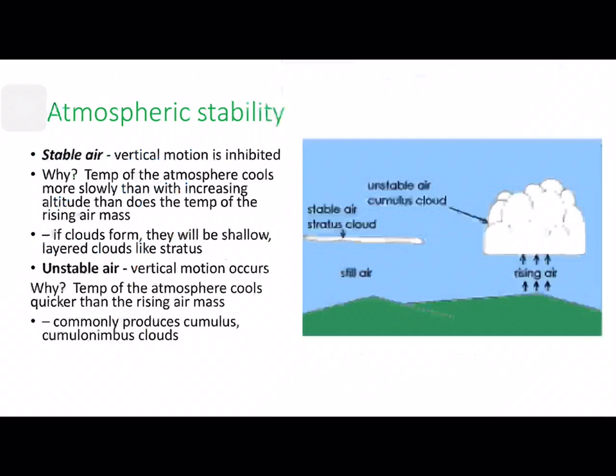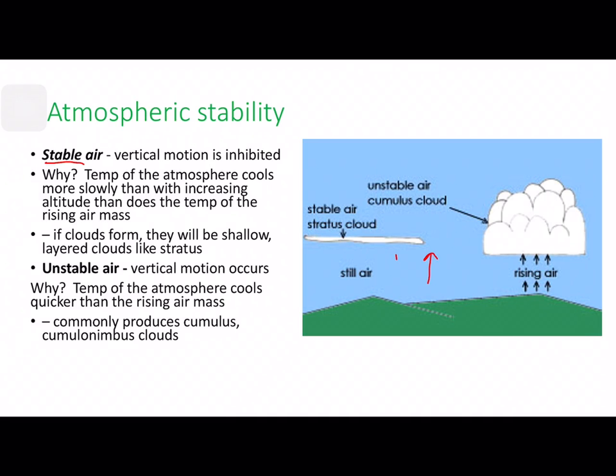And so we have two kinds of air. If you have a high pressure pushing down, you're not going to have clouds that can form. If you have stable air, the vertical motion is inhibited, so the air can't go up, it gets stuck. Like here, it's got a ceiling on it. The temperature of the atmosphere cools more slowly with increasing altitude than the temperature of the rising air mass. So it's not cooling very fast, it's staying about the same. If there's not a big change in temperature, you can't have much cloud.